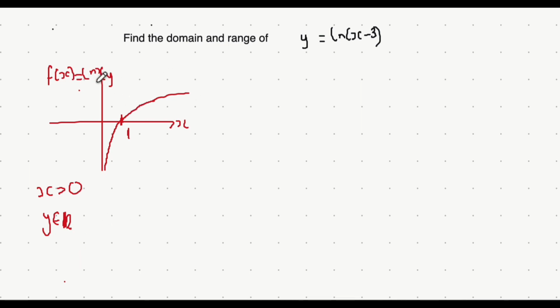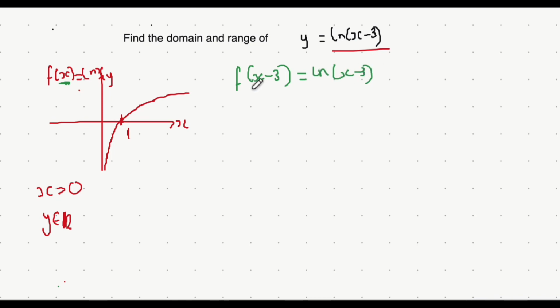Now we're going to go from this and transform this to find out what the domain and range of ln(x - 3) will be. So just going back to transformational graphs, to go from x to x - 3, what's happening is x is being replaced with x - 3. So essentially we're doing f(x - 3) to get to ln(x - 3).